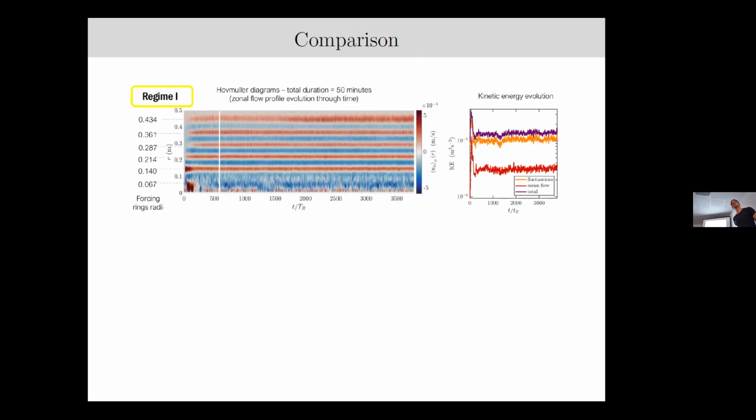Yeah. And if you were to wait for very long times, would you have an asymptotic collapse?